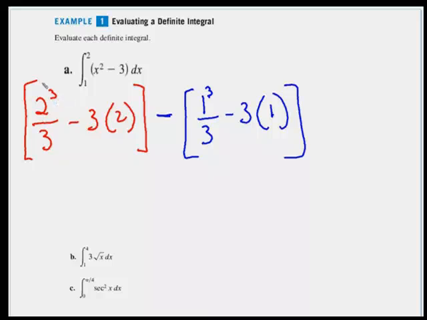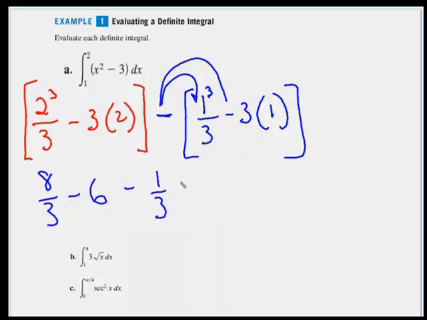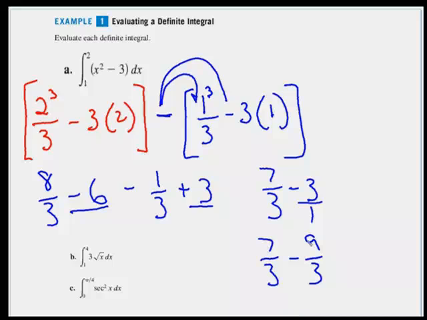So here we have 2 to the third, which is 8 over 3, minus 2 times 3 is 6. And then we have 1/3 here, and we distribute the negative. That'll be a negative 1/3. And then we distribute the negative, and this will become a positive 3. Well, 8/3 minus 1/3 is 7/3, and negative 6 plus 3 is minus 3. If we look at this, let's just get a convenient common denominator. 7/3 minus 9/3. 7 minus 9 is negative 2/3. There we go.